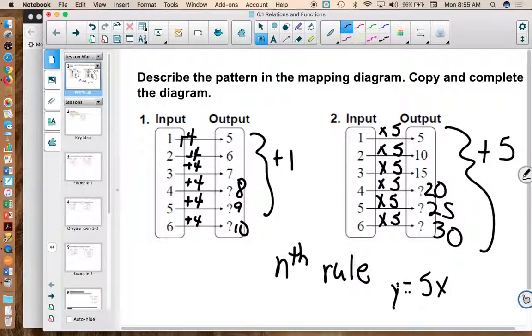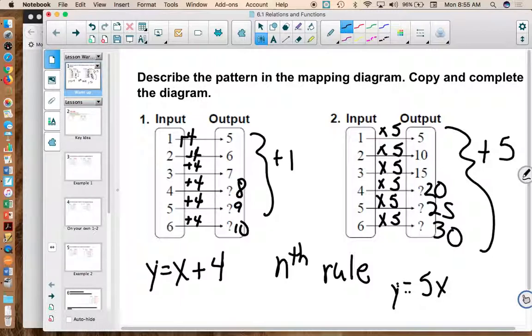What about this one? If I was to write that equation, what would that one look like? Y equals what? X plus 4. Could you graph that one? Yeah. And would that rule hold true? Well, if x is 1, plus 4, I get 5. If x was 6, plus 4, I got 10. So that would work, wouldn't it?